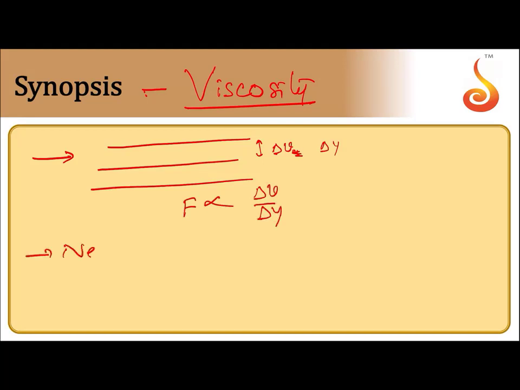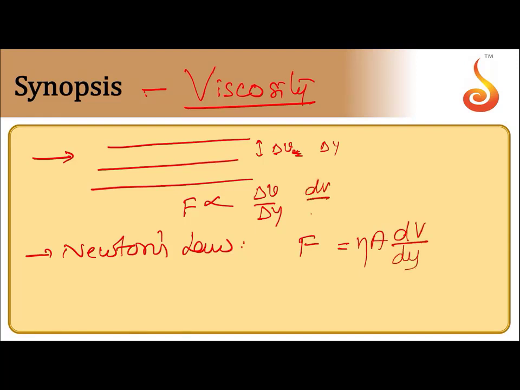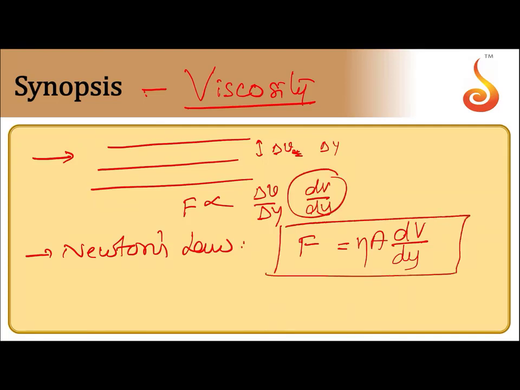And Newton's law of viscosity tells us that this force is given by eta A delta V divided by delta Y. For small values, this can be written as dV by dy. So viscous force is given by eta A dV divided by dy. This is what is known as Newton's law of viscosity.